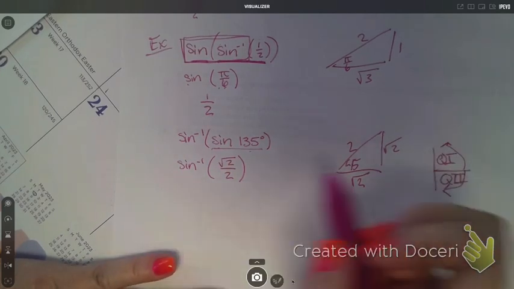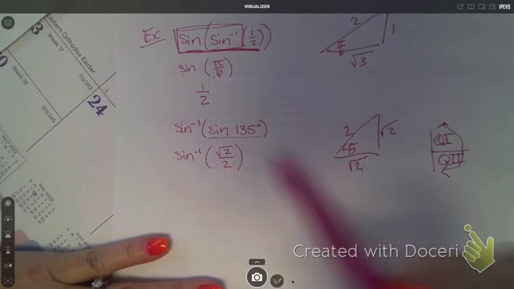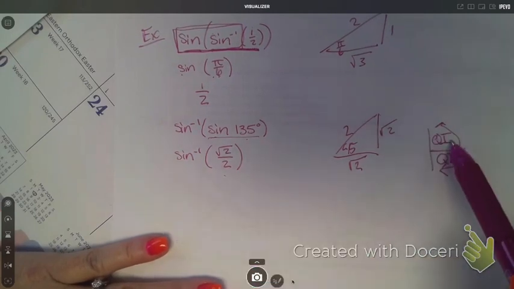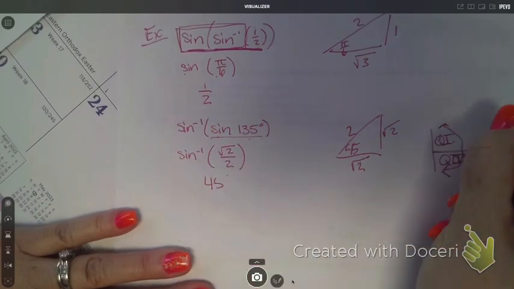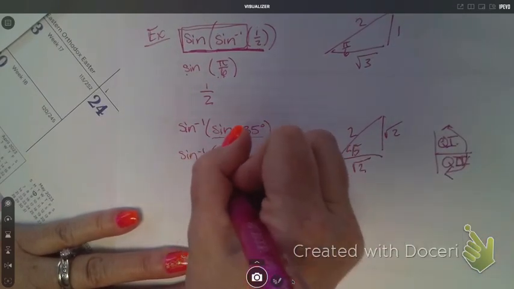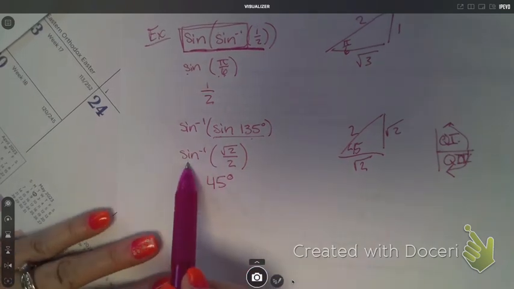So what angle, you guys have it on the paper already, what angle is square root of 2 over 2 in the first quadrant? Because that's where it's positive. Shouldn't that be 45 here at 4? Oh, yes. Okay, so that's kind of a trick question, isn't it? Because they gave you 135, but once I take the inverse, does second quadrant exist anymore for sine?